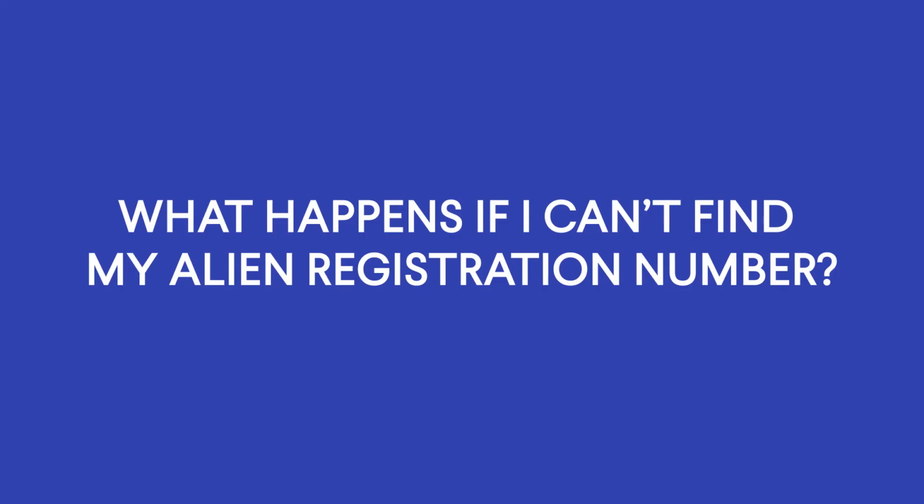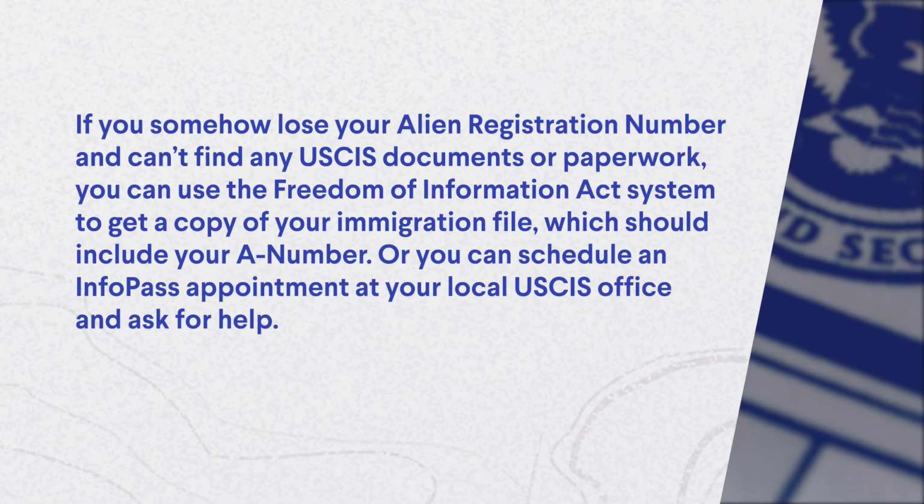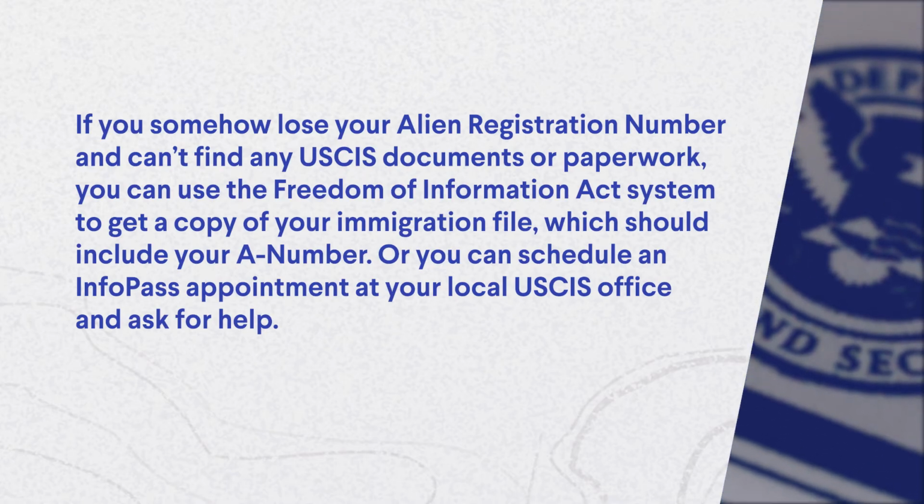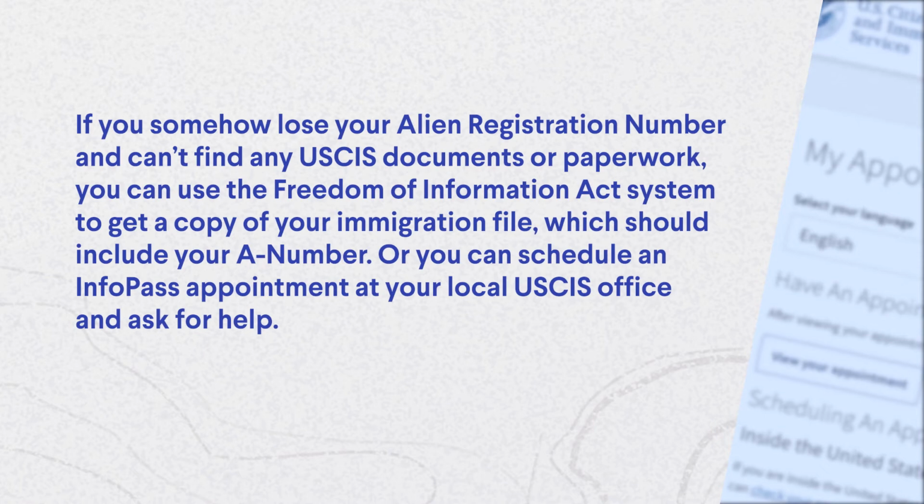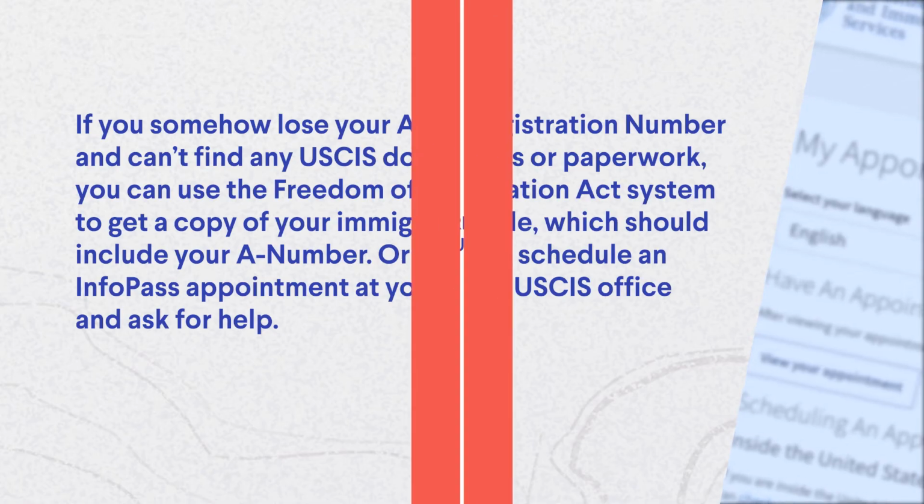What happens if I can't find my alien registration number? If you somehow lose your alien registration number and can't find any USCIS documents or paperwork, you can use the Freedom of Information Act system to get a copy of your immigration file, which should include your A number. Or you can schedule an InfoPass appointment at your local USCIS office and ask for help.